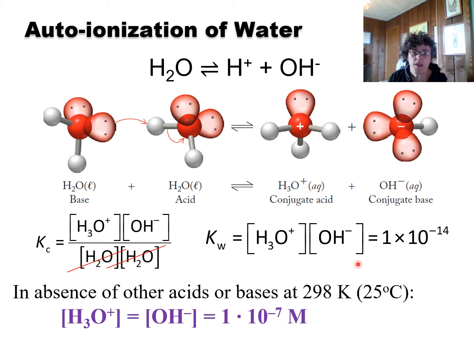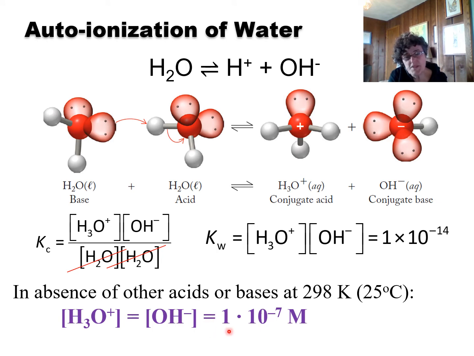If the concentration of each of them is 10 to the minus 7, that means I need to take 10 million molecules of water in order to have one ion of H3O plus and one ion of OH minus. So it's a really, really small amount. That's why we never mentioned it before.